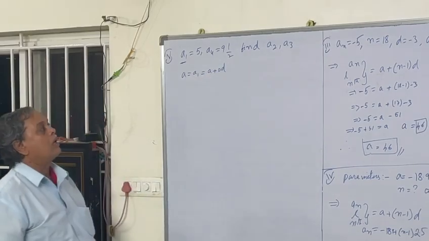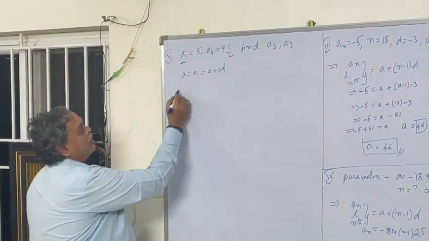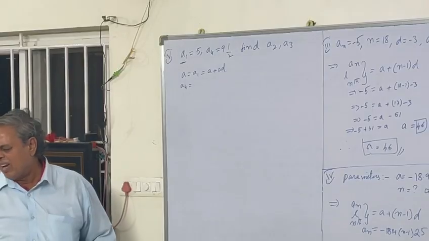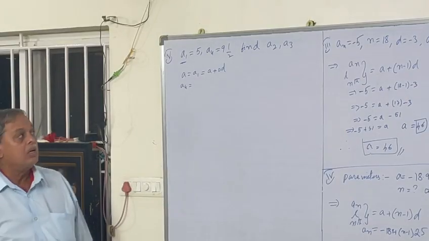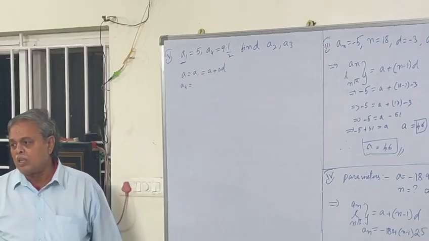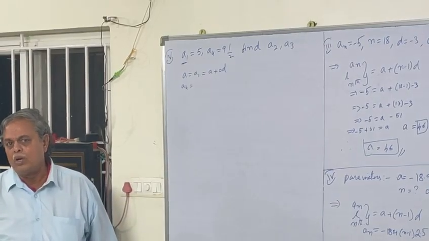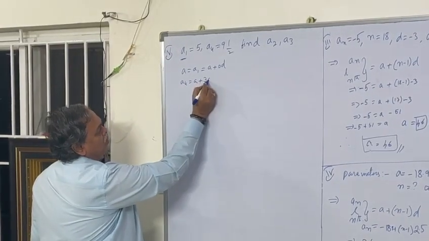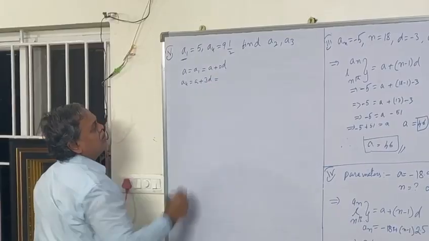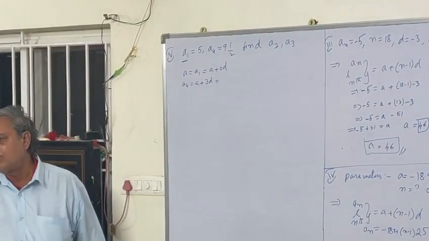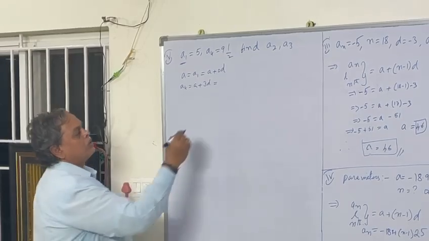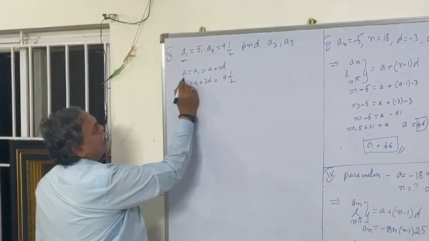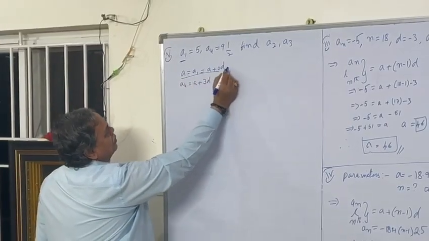That is the correct form. Next, A4 is equal to, write down. A4 is equal to, tell me, Pranavi. A4 is equal to A plus 3D, by splitting the term. 3D, how much is given? 9 1 by 2 is given. And then here A plus 1D, how much is given?